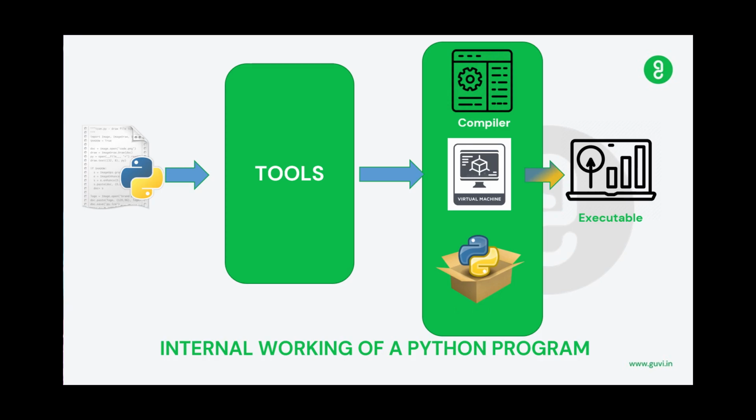This executable file is what you will provide to your client, which helps them in then installing the application like you would install any software in your system. And that is what a frozen binary is. A frozen binary is the conversion of your Python program into an executable file.